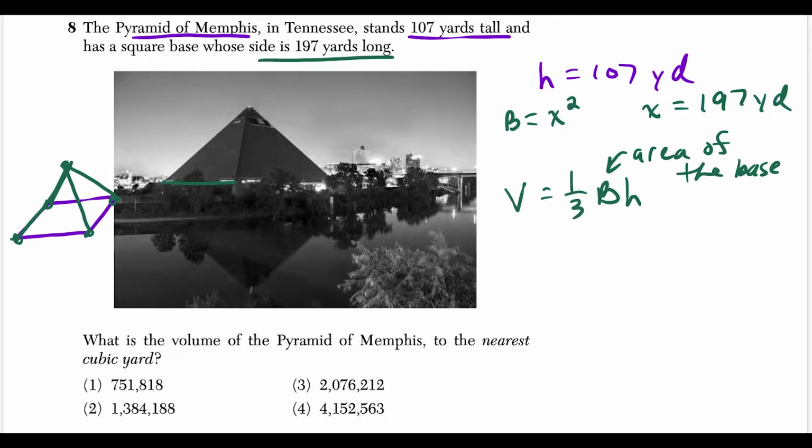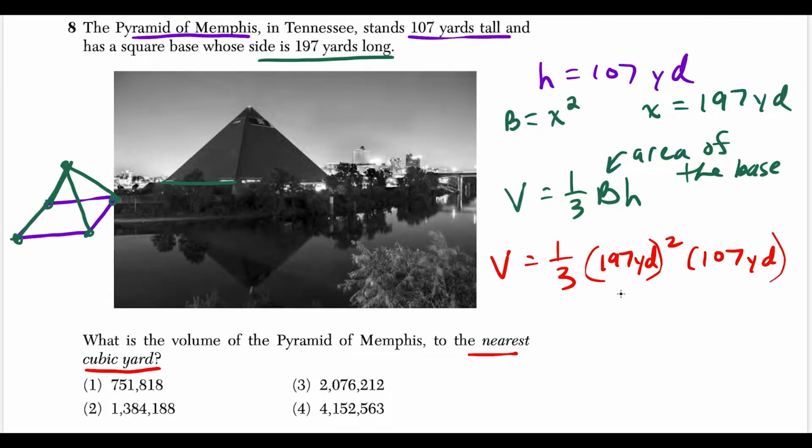So then to find the volume of this thing to the nearest cubic yard, so we're going to round to the nearest whole number, the volume is going to be 1/3. B is X squared, so we're going to have 197 yards, and we're squaring that, and then we're going to multiply that by the height, which is 107 yards. And just know at the end, when you multiply yards times yards times yards, you're going to get yards to the third or cubic yards. So we can just type this out.